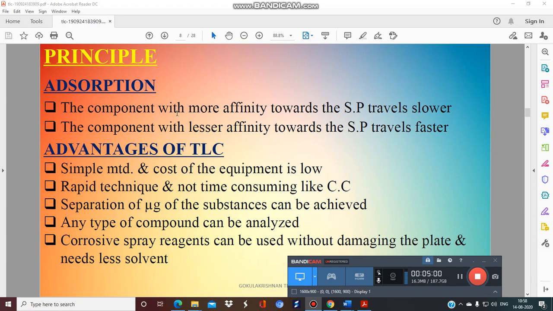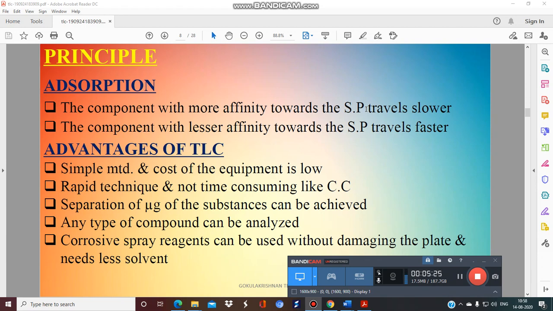Okay, so what happened? The components which have more affinity towards the stationary phase travel slower. Why? Because the stationary phase has the nature of being static, of being fixed, so it will remain slow. Whereas the components in the mixture that have lesser affinity towards the stationary phase, or we can say greater affinity towards the mobile phase, will move faster because the mobile phase has a tendency to move.